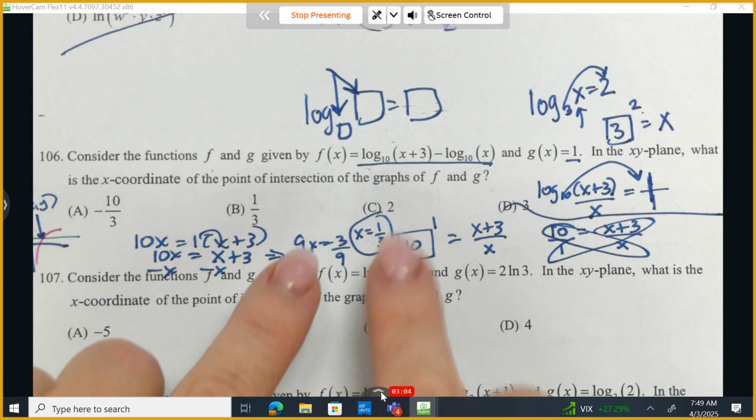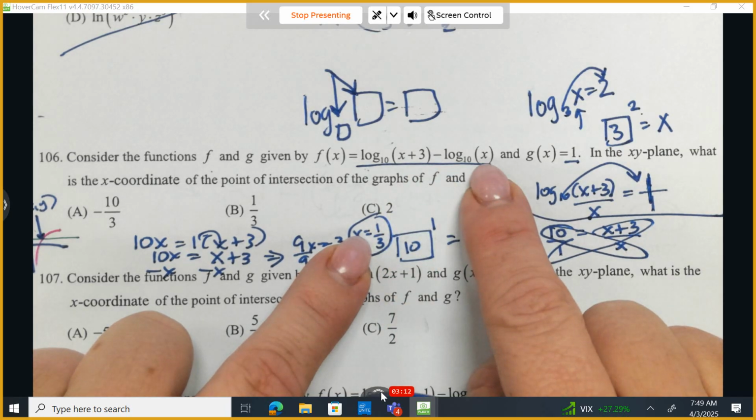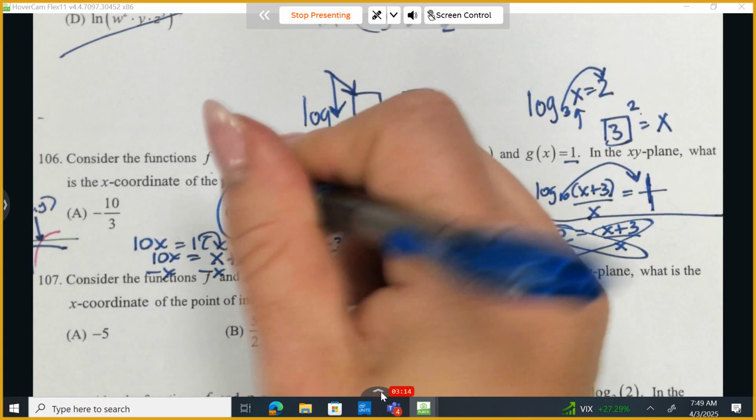So we're going to take a quick look here. If I take 1/3 and plug it in, all I have to know is 1/3 plus 3, is that a negative number? We're good, it's not negative. If I plug in 1/3 here, it's not a negative number. So the correct answer is B.